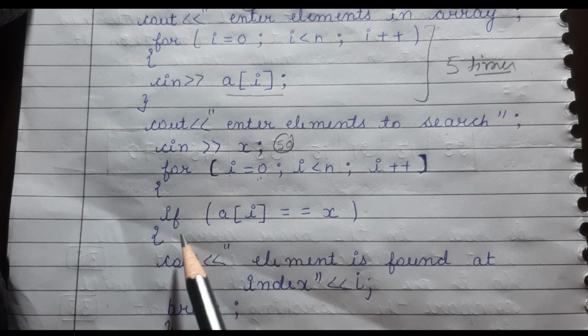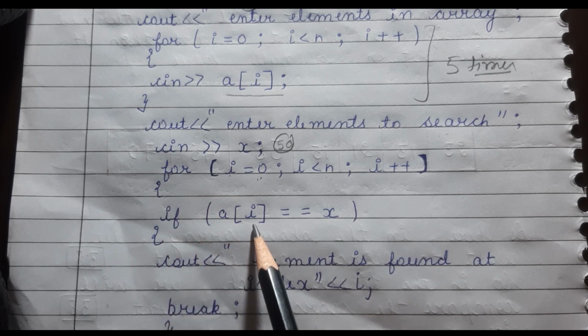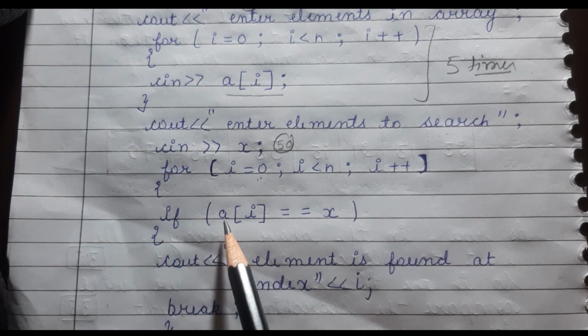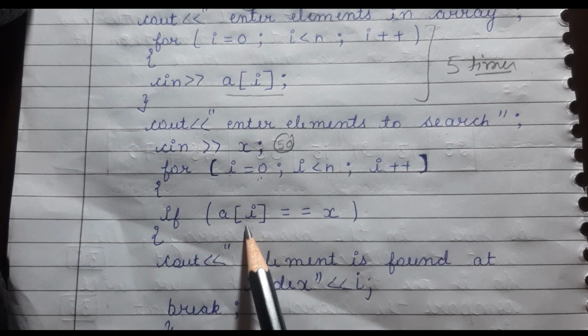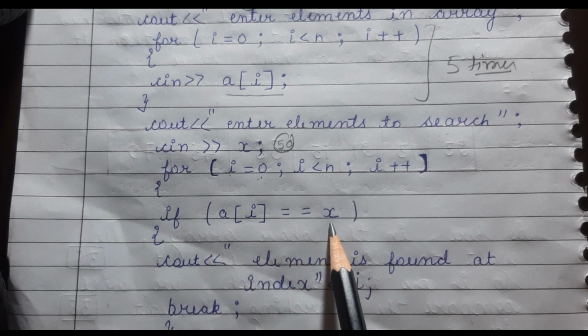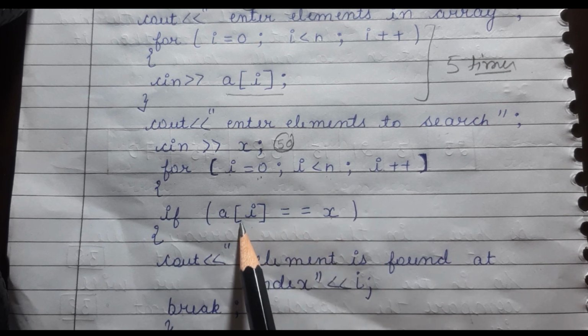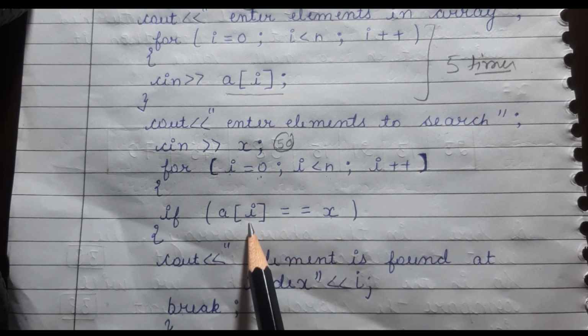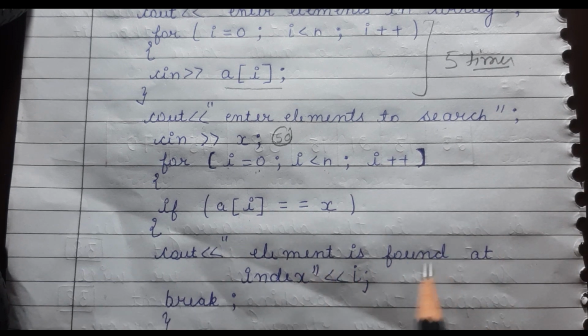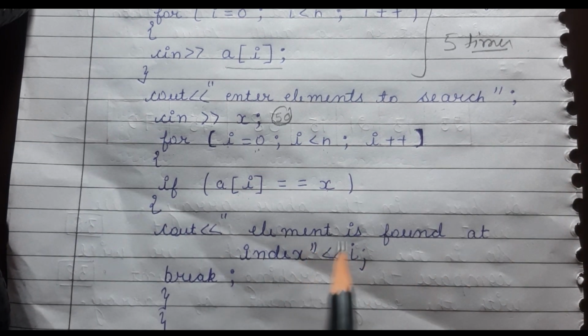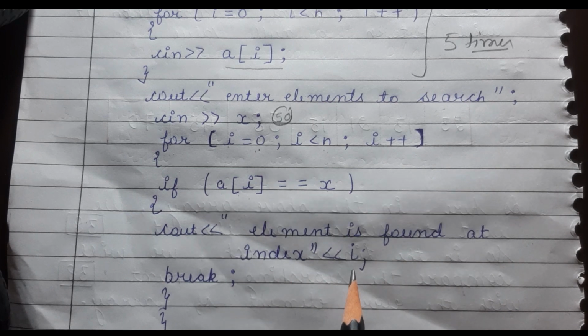Now for comparing, here I implement the if structure. Here I write the condition if a of i double equal to x, if the searching element is equal to a of i, then we display the message element is found at index. This is just a message, and then we display the value of i.